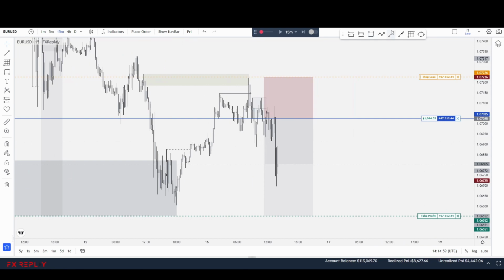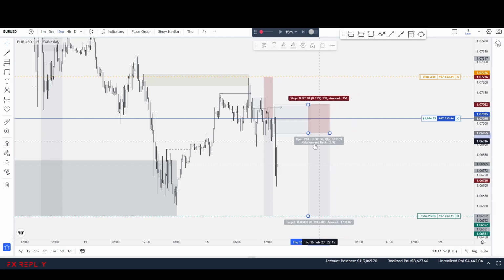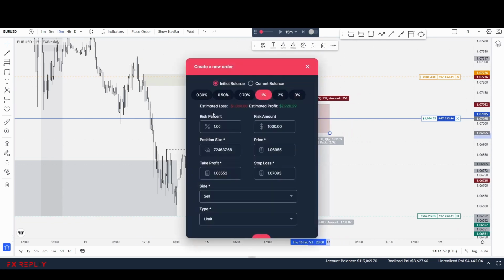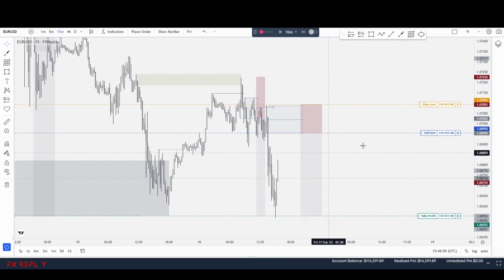Okay, we also got another liquidity POI, so if you didn't take that one, taking this would make sense. I'll take it for the sake of the video. I have this here. Something like that. And it goes anyway. So I'll take that order off.